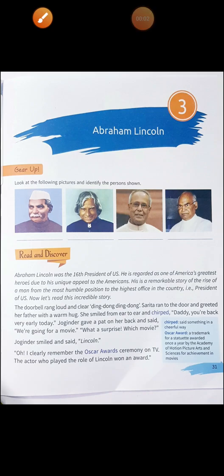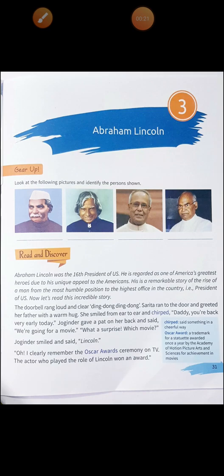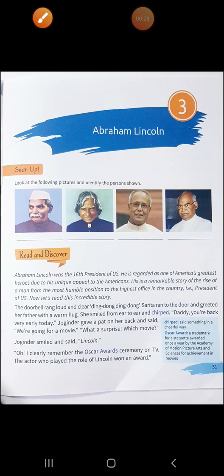Hello class 5th, this is your third chapter, Abraham Lincoln, given on page number 31. By the title, you can understand that in this chapter we are going to study about Abraham Lincoln. Before starting this chapter, let us do this gear up that is given here. What you have to do, you have to look at the following pictures and identify the persons shown.